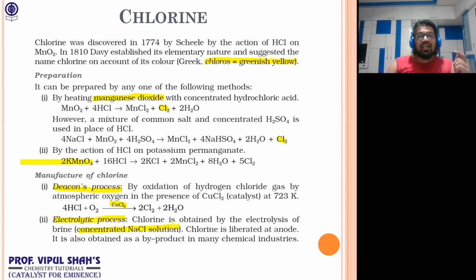So there will be selective or preferential discharge. Sodium ions will stay in the solution. H plus ions will undergo reduction. Hydrogen gas will be liberated at the cathode.